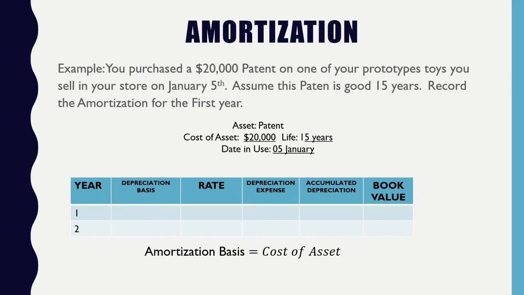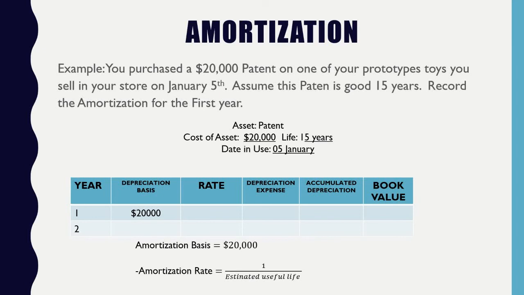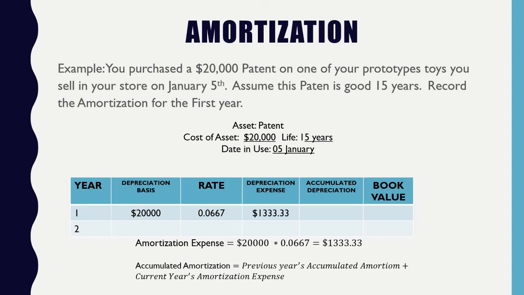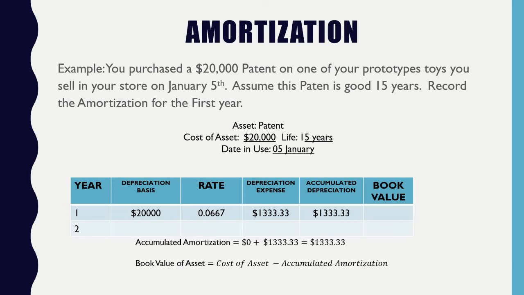So amortization basis, once again, is your asset cost, in this case $20,000. Your amortization rate is 1 over the estimated useful life of 15. So 1 divided by 15 gives you 0.0666667. Your amortization expense is going to be your basis times rate, which in this case gives you 1,333.33. And your accumulated is 1,333.33 because there's no previous.